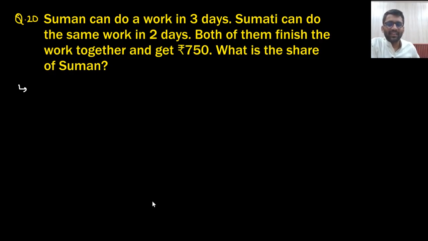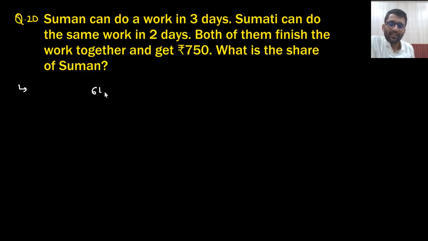Suman can do the work in 3 days. Sumati can do the same work in 2 days. Both of them finish the work together and get 750 rupees. What is the share of Suman? Okay. Suman 3 days, Sumati 2 days.